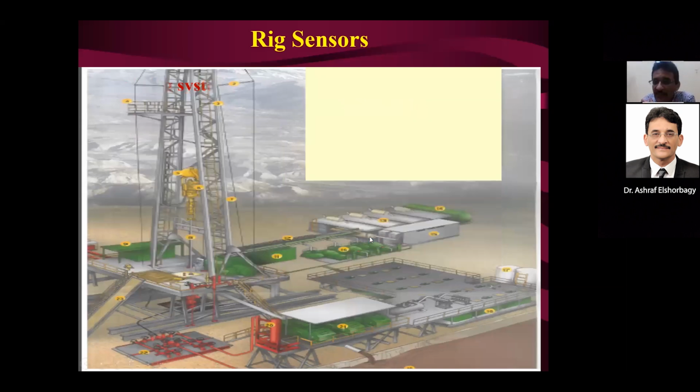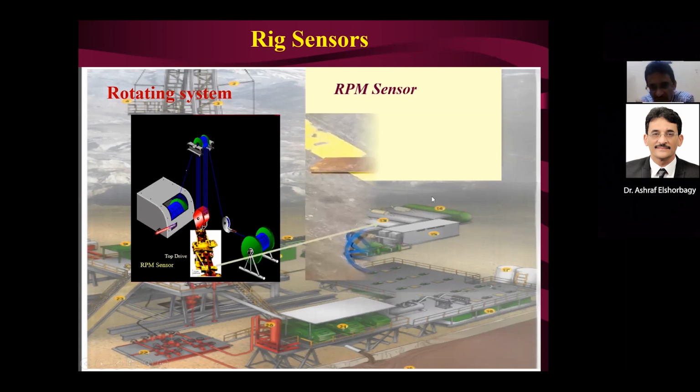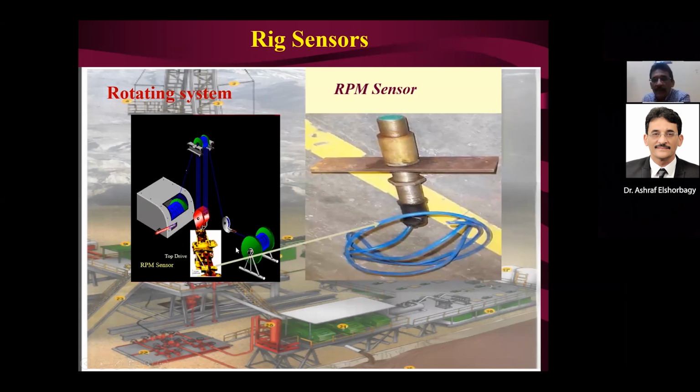Let's go to the second system, which is the rotating system. If we start rotating the string, making rotation, which is called the RPM, how many rotations per minute, from the top drive, I have a sensor here in the top drive. In the top drive we have a shaft. This shaft rotates. I fix my sensor, and there are different types of sensors, this is one of them, in the top drive to give me how many revolutions per minute.